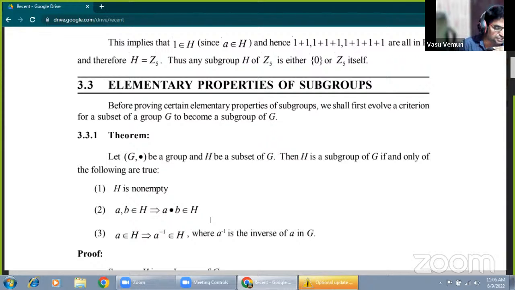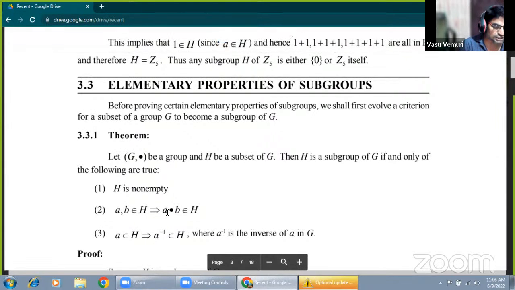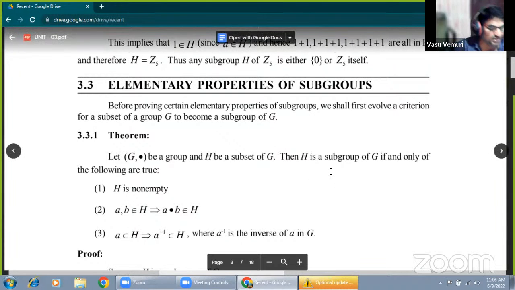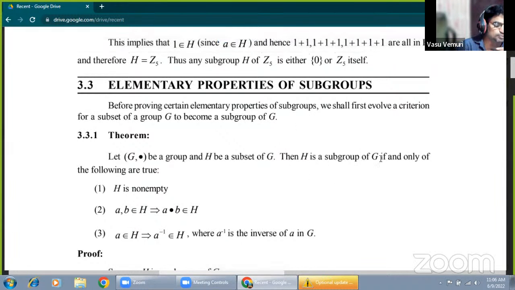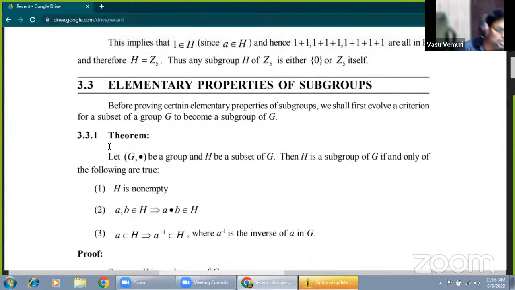A, B belongs to H. And the next condition is A inverse belongs to H, where the inverse of A is A inverse. The same element given in the subgroup, its inverse must also be in H. That's why when these three conditions are satisfied, it is a subgroup of capital G. This is an important necessary and sufficient condition for H to be a subgroup of capital G.